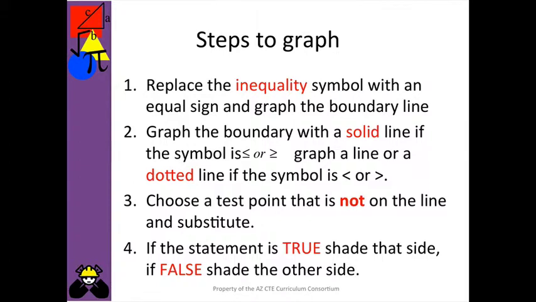Here are the steps. Number 1, we're going to replace the inequality symbol with an equal sign and graph the boundary line. So we're going to use that same idea of y equals mx plus b. Number 2, we're going to graph the boundary line with a solid line if the symbol is less than or equal to or greater than or equal to. Or we're going to use a dotted line if the symbol in the original inequality was less than or greater than. Number 3, we're going to choose a test point that's not on the line, substituted into the inequality. And 4, if the statement is true, we're going to shade in that side. If the statement is false, we're going to shade the opposite side.